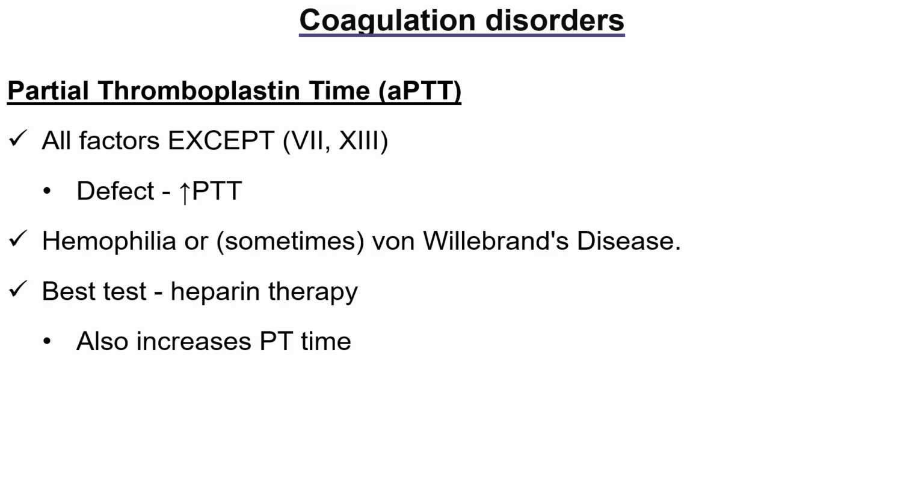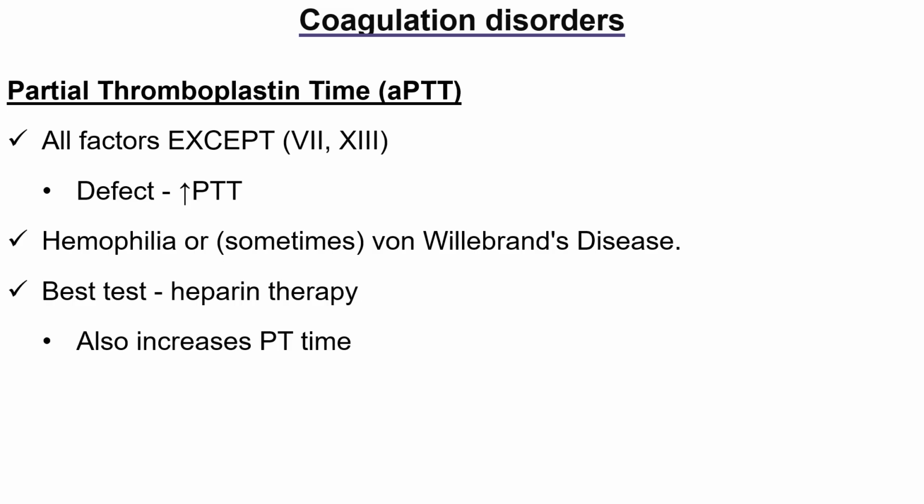Another common concept is of activated partial thromboplastin time. It is responsible for all the factors excluding factor 7 and 13. So if there is any defect in any of the factors excluding factor 7 and 13, APTT would be increased. It is also increased in hemophilia or sometimes in von Willebrand's disease.